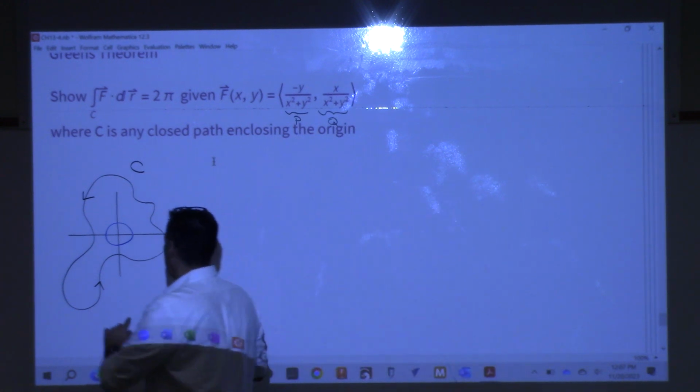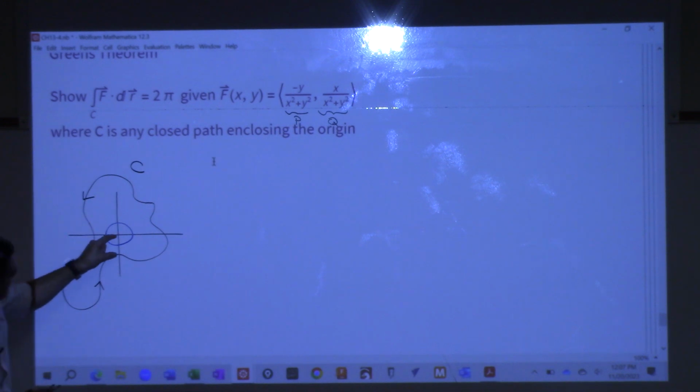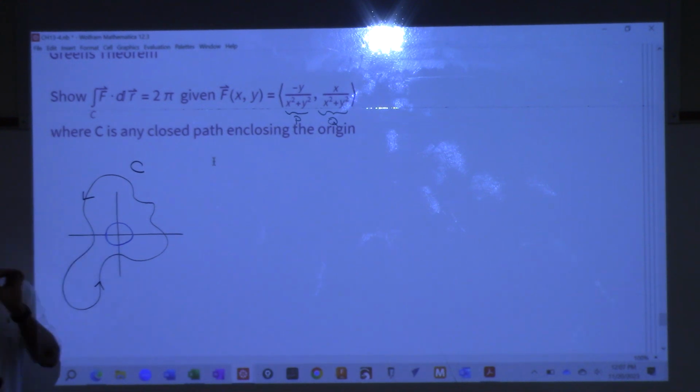On this curve, there's going to be a point that's closest to the origin. Like maybe it's about right there. That looks like maybe the point that's closest to the origin. I should always be able to pick a circle with a smaller radius and just draw it in there. Do you all buy that?